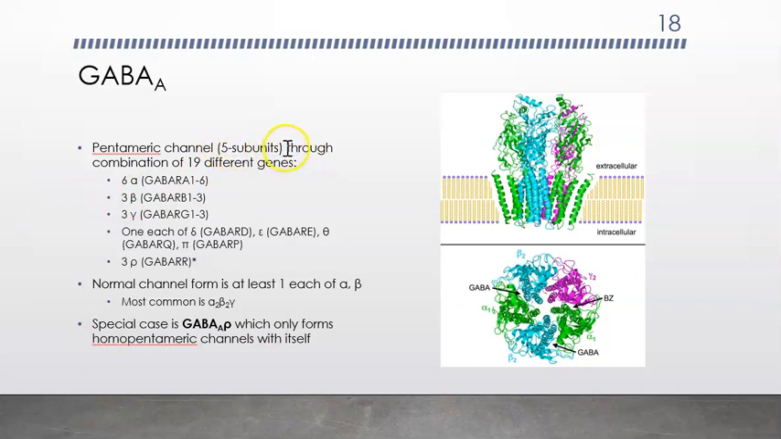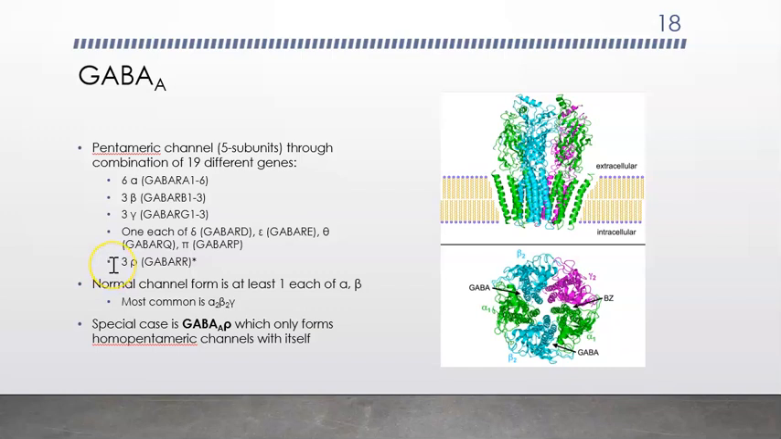But there's these 5 subunits, and it's a combination of 19 different genes that create these subunits. So there's actually 6 different types of alpha subunits, 3 different types of beta subunits, and 3 different types of gamma subunits. And they're made up of a number of different genes. And then there are also these other types of subunits available. So delta, theta, I believe sigma, pi.